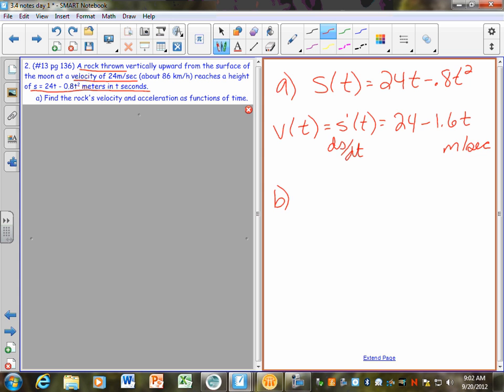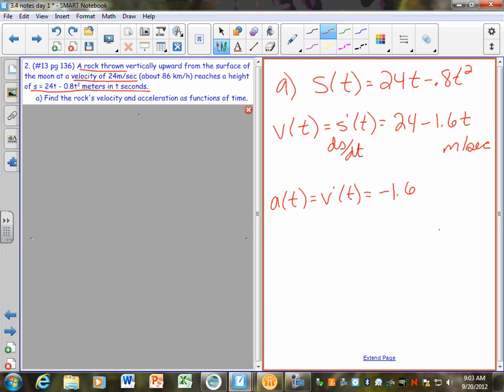Oh, wait, I'm not done. I'm not ready for B yet. What else was I supposed to do? Find my acceleration? My acceleration function is what? How do I find acceleration? I don't want the answer, but the derivative of the velocity function. So it's going to be the derivative of the velocity function, and this is just going to be 0, and this is just going to be minus 1.6. Do you agree with that? Which means this is a constant function. The acceleration is staying the same the whole time.